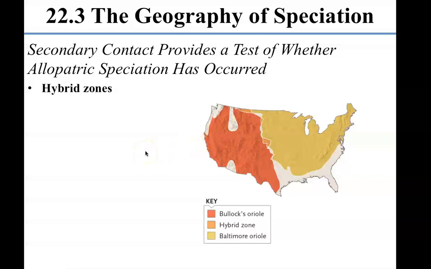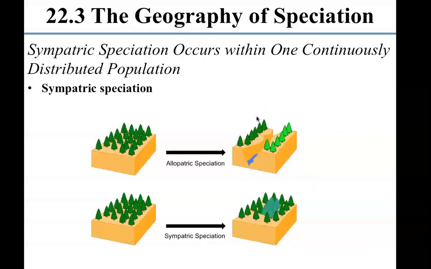Hybrid zones are basically places where two species interbreed and produce viable and fertile offspring. So these hybrids are viable, they can survive, they can reproduce. And so these hybrid zones can persist for a long period of time. They serve as an intermediary where genes can flow between these two populations or these two species. But anyway, let's talk about sympatric speciation.